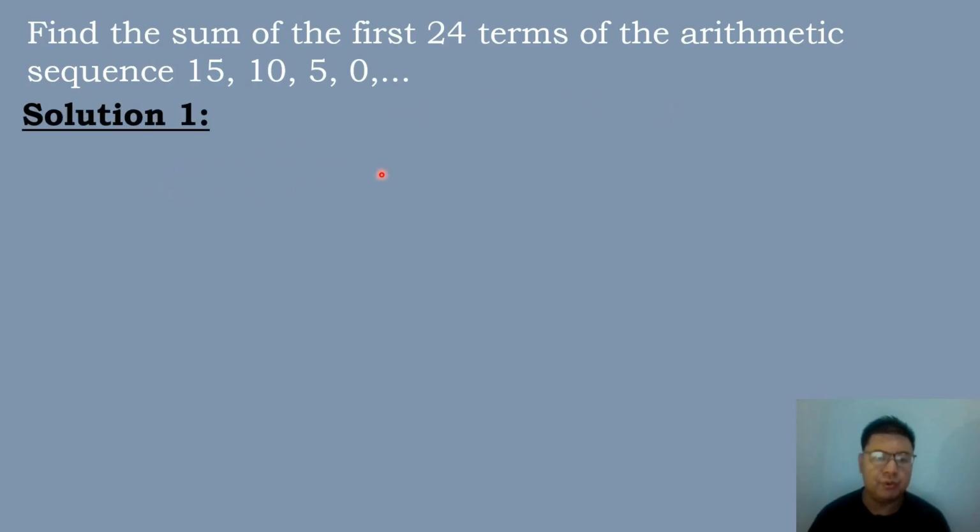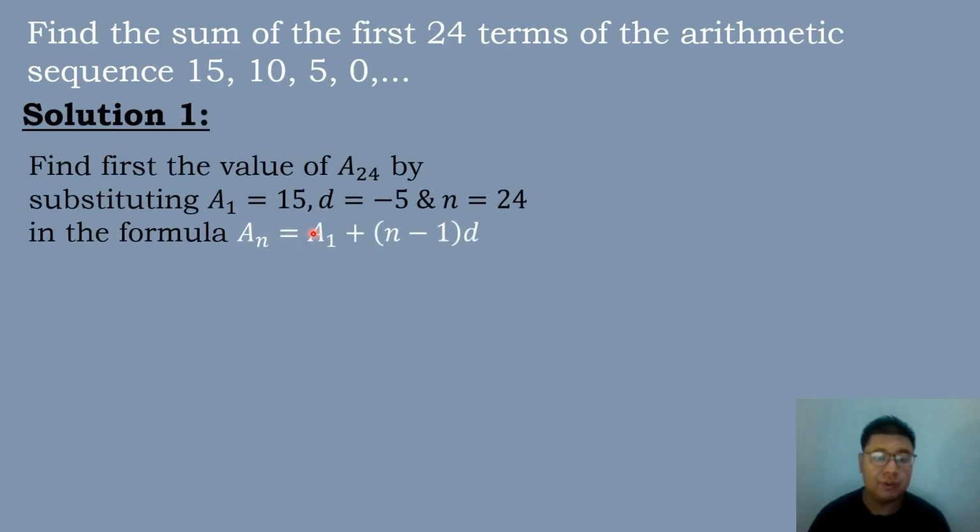So solution number 1. So we will use the formula of the arithmetic sequence to find the value of the 24th term. So we will identify the given. The first term is equal to 15. The common difference is equal to negative 5. 10 minus 15, 5 minus 10, 0 minus 5, that is equal to negative 5. And the value of n is equal to 24.